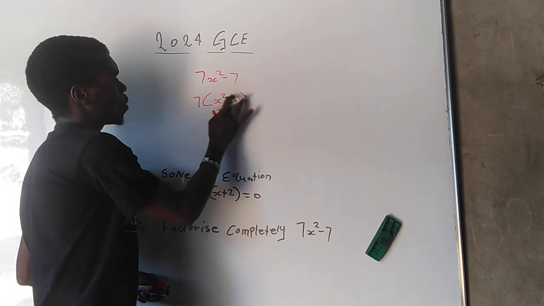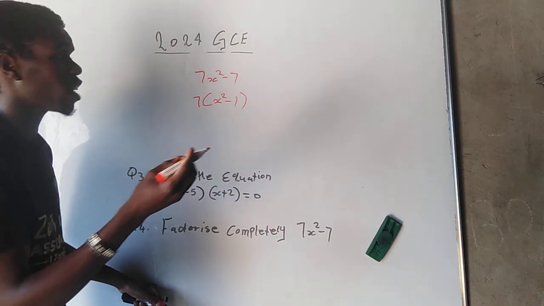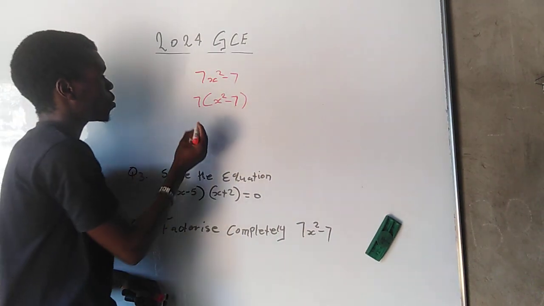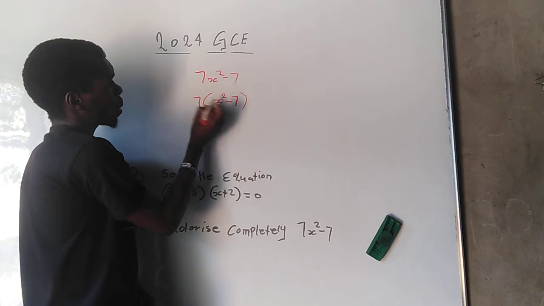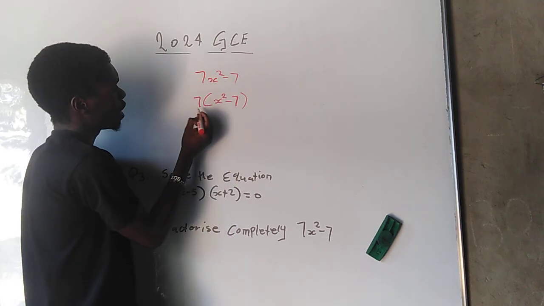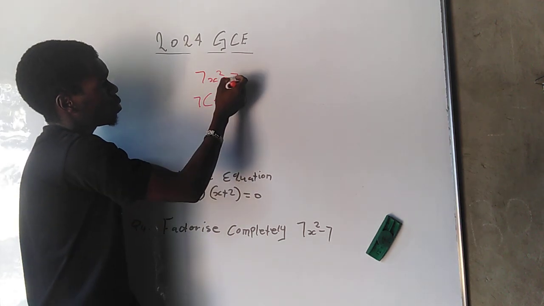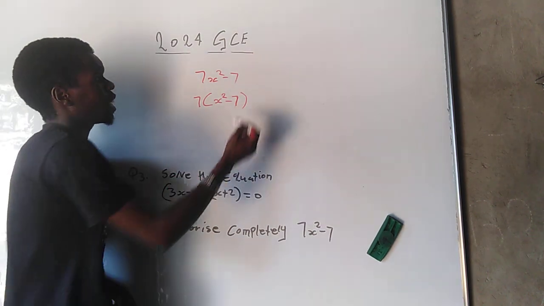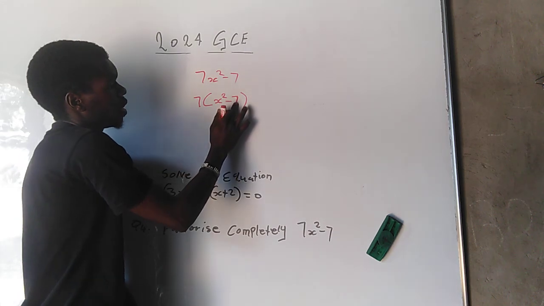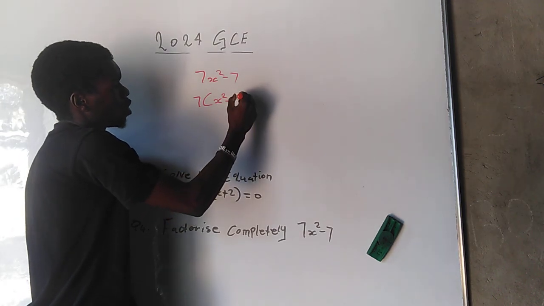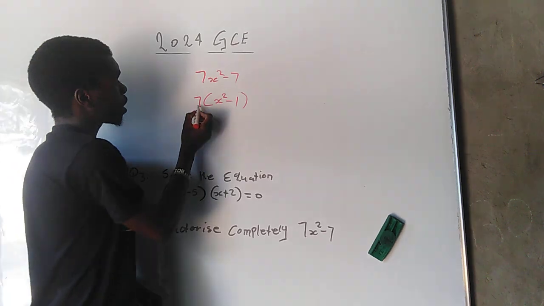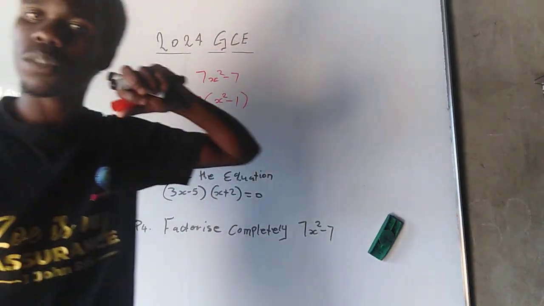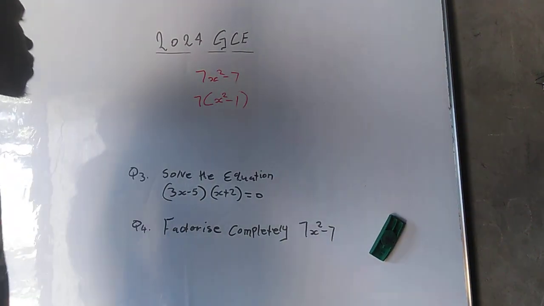No, minus 1. The reason why 7 has been disqualified here is because 7 times x squared is giving you 7x squared, and 7 times negative 7 is giving you negative 49. But here I'm not having a negative 49. If I was having a negative 49 here, I could have put a 7 here. But now I'm having a 7, I'm just going to put a 1 there, because 7 times negative 1 is negative 7. It has to take you back to the original expression. That's the way it is.